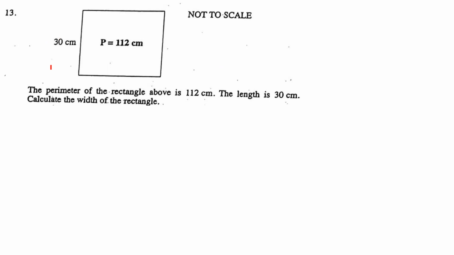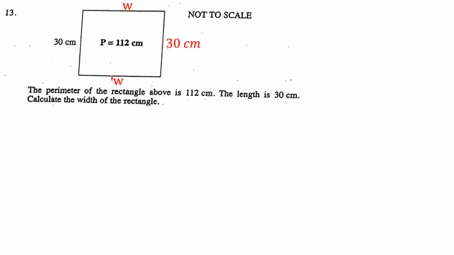Question number 13. It says, the perimeter of the rectangle above is 112 centimeters. The length is 30. Calculate the width of the rectangle. Okay, so if this is a rectangle, that means that this side is exactly equal to this side in length. So the side is also going to be 30 centimeters. So if this is 30, this is also going to be 30.